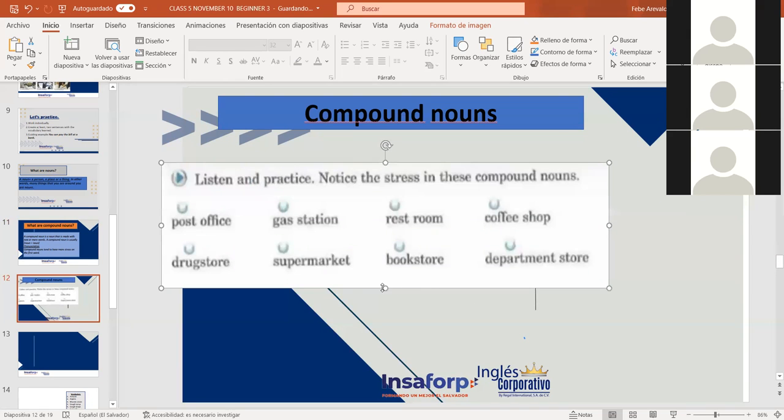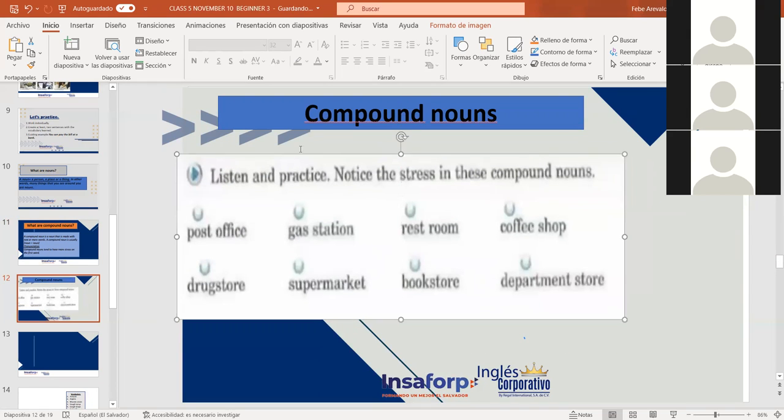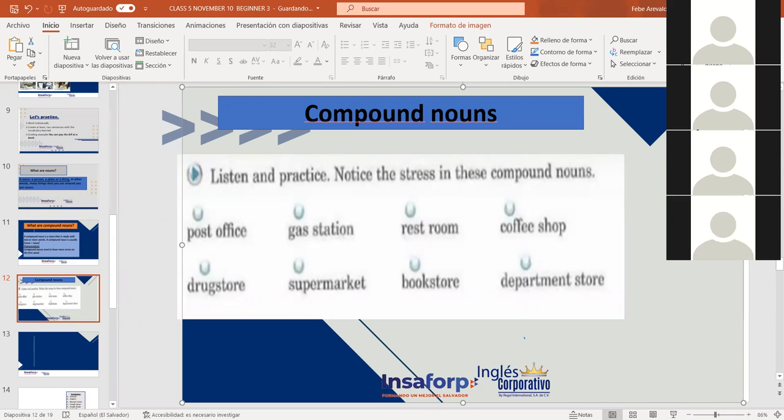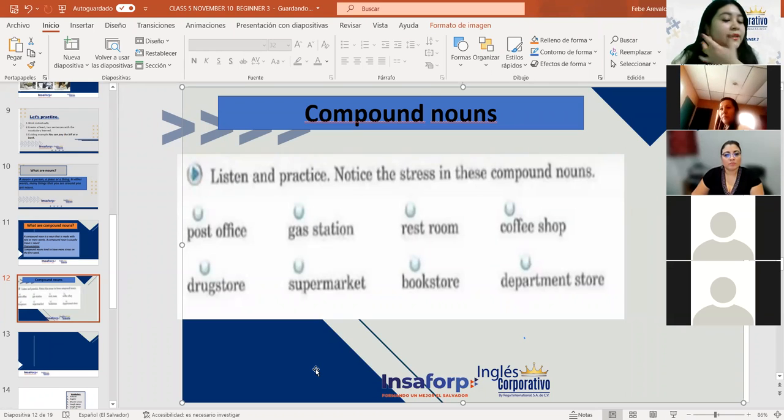And there you have it. Estos son específicamente los que les aparecen en el video. Compound nouns. It says, listen and practice. Notice the stress in these compound nouns. Listen carefully, okay? So whenever you get to your home and listen to the audio, you'll be fine.